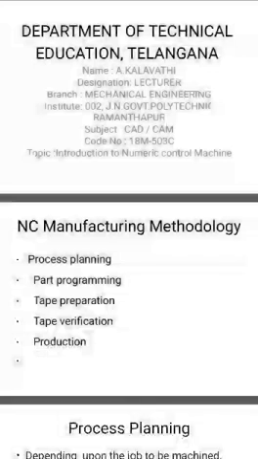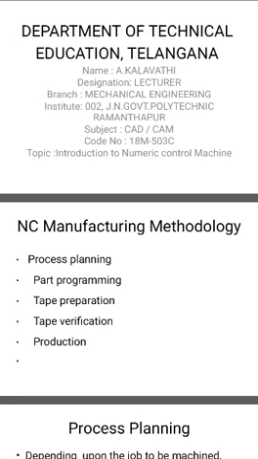Today we're going to start NC manufacturing methodology. Okay. What is this methodology? How many types are there? Methodology is nothing but process. So how many processes? Process planning, part programming, tape preparation, tape verification and production. These are the different manufacturing methodologies of the NC system. Okay. NC system is numerical control system. These are 5 types of methodologies.